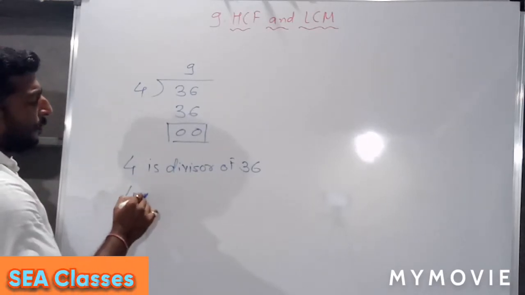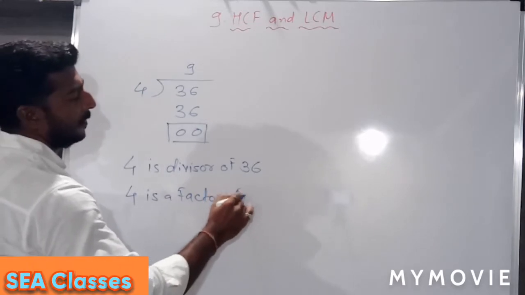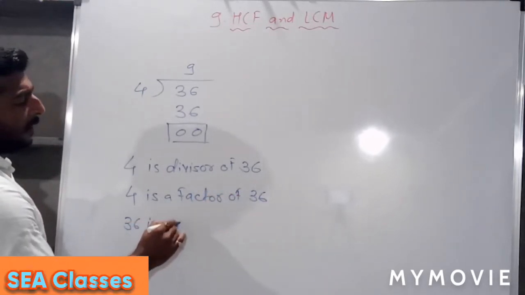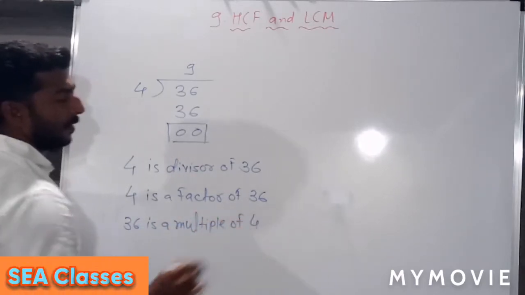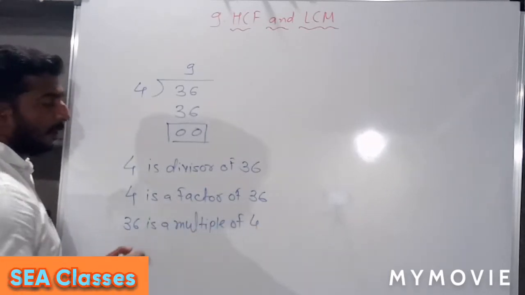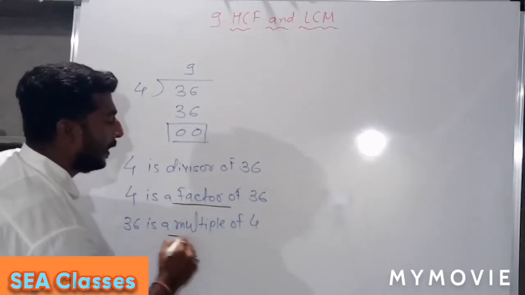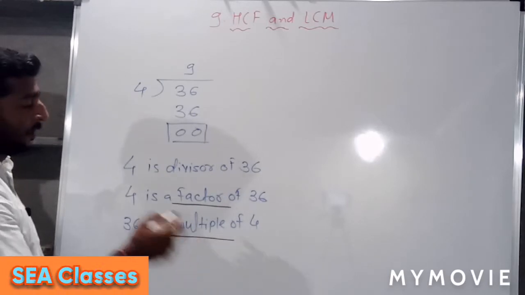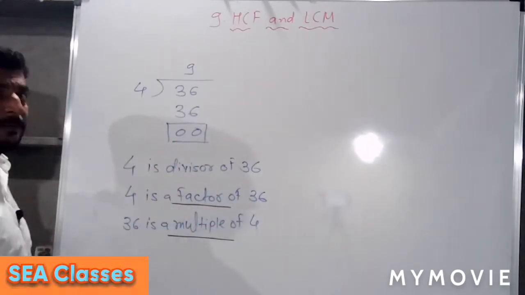That means we say 4 is a factor of 36 and 36 is a multiple of 4. Multiple of 4 means 4 9s are 36, so 36 is a multiple of 4. Here you have to remember this factor and multiple: who is a factor of whom and who is a multiple of whom. So 4 is a factor of 36 and 36 is a multiple of 4.